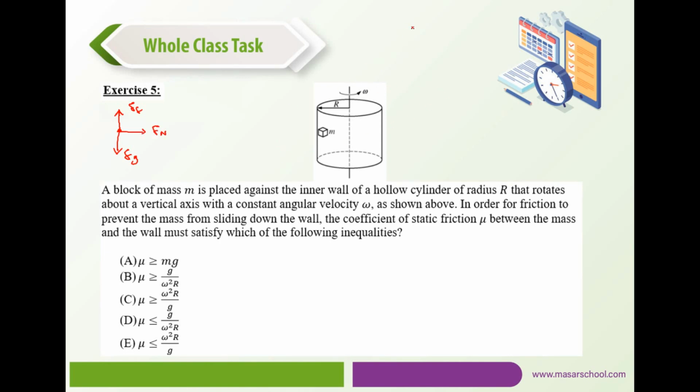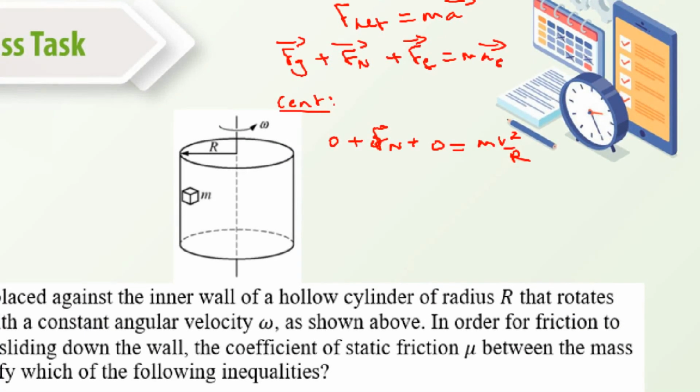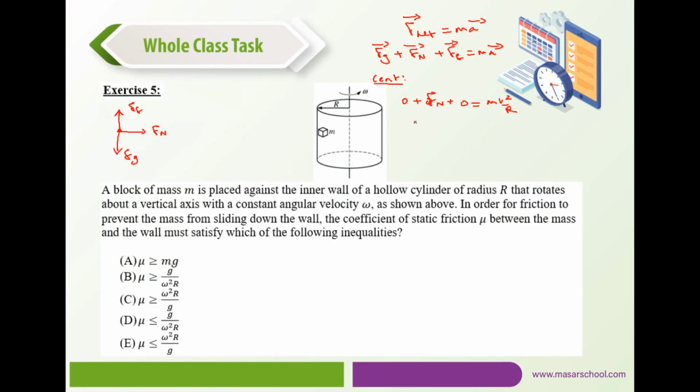And now we can say that F net is ma. Now what are the different forces acting on the block? We have the pull of gravity, we have the normal push, we have friction, and that would be equal to ma. Now let's utilize different directions. Let me first consider the centripetal direction, and that would be 0 plus 0, sorry, the normal push is Fn, plus 0 equals mv square over r, because if we're considering A to be the centripetal direction, that would be mv square over r. Then Fn is given by mv square over r.